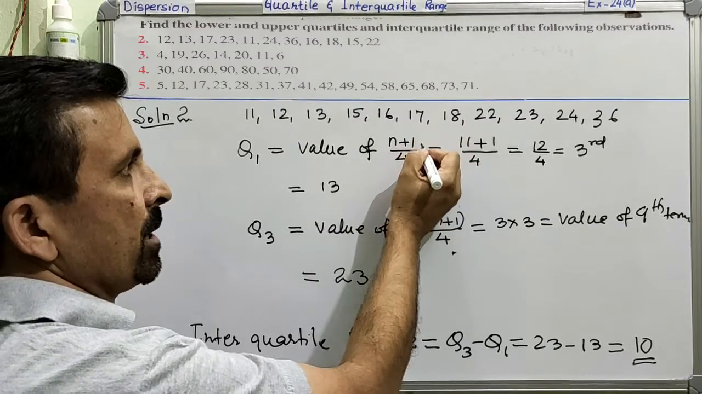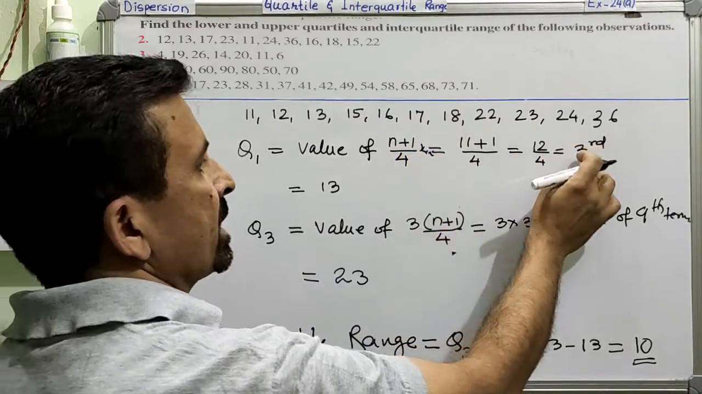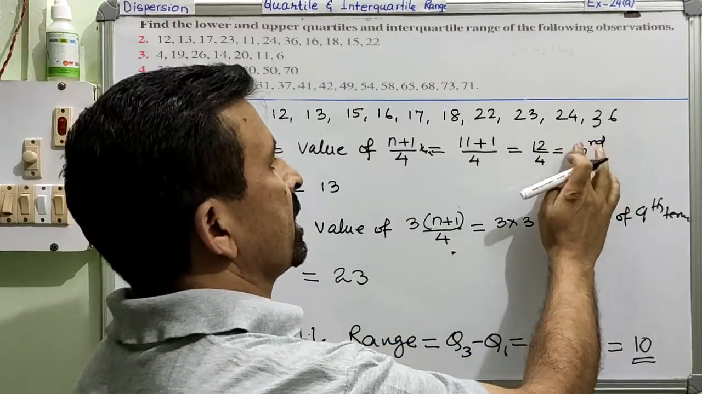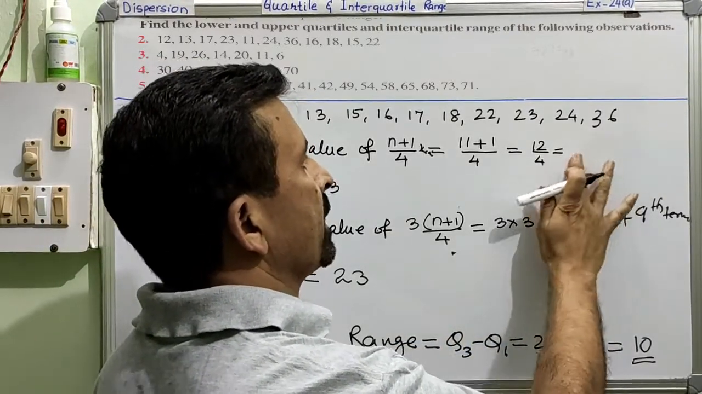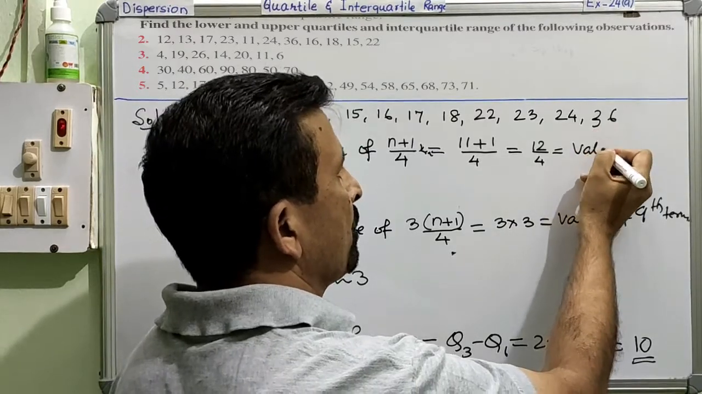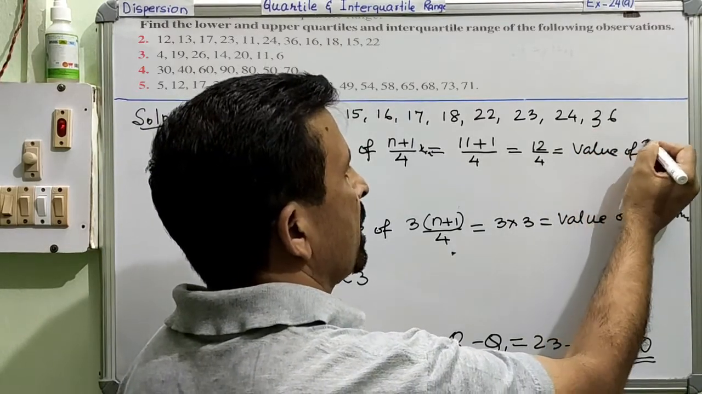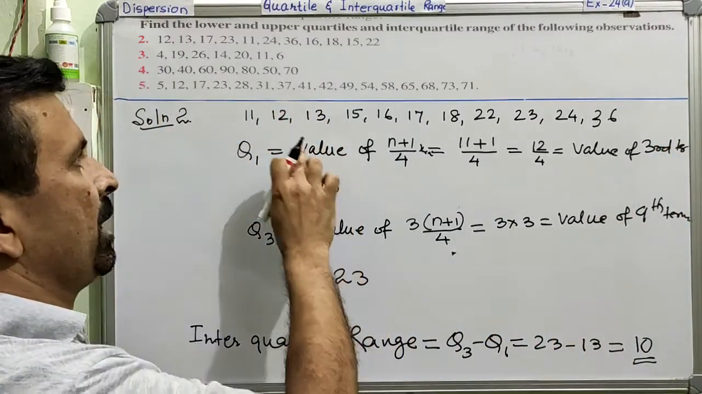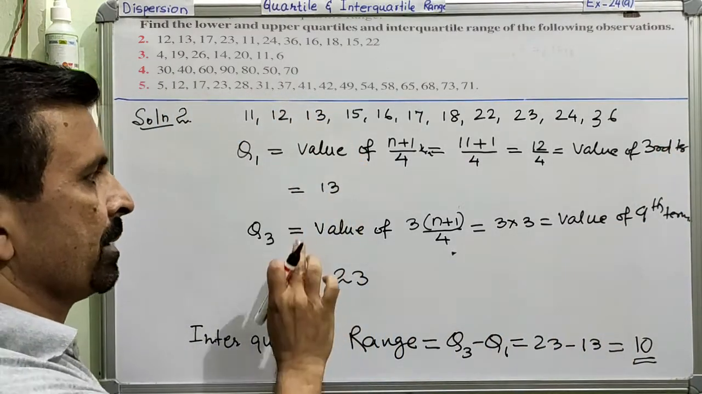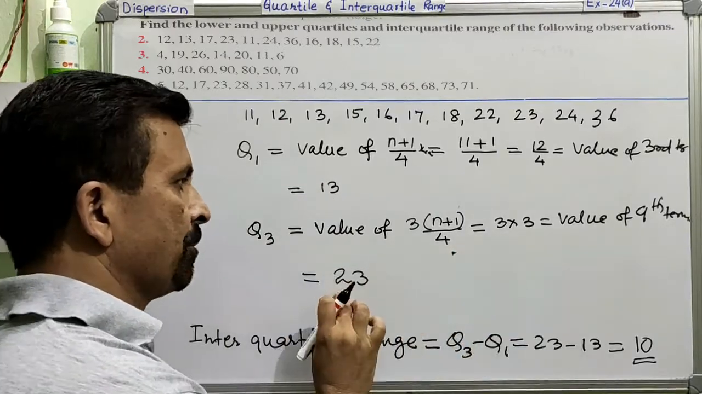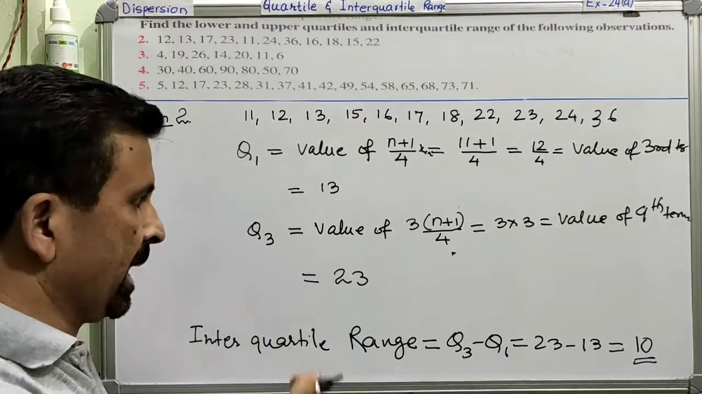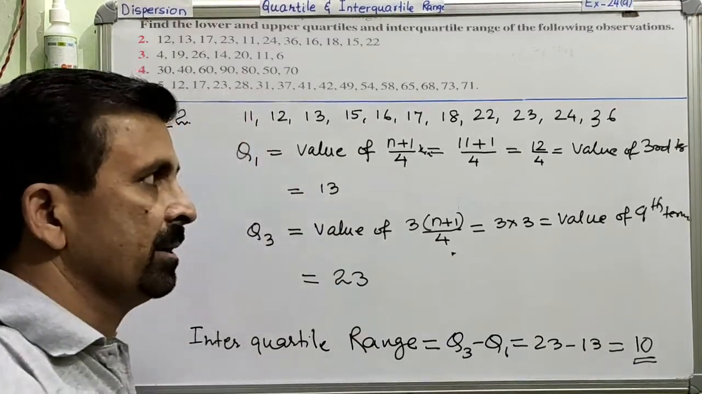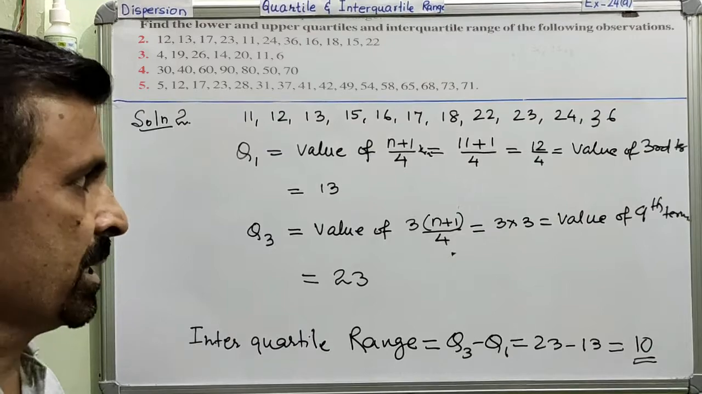This is the number of the term. So this is calculated, and now we need the value of the third term. The value of the third term we have got is 13. Clear? And likewise we calculated Q3. After that we found the difference between these two and we got the interquartile range. Hope this is very clear.